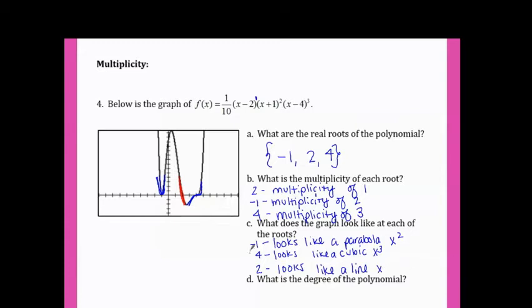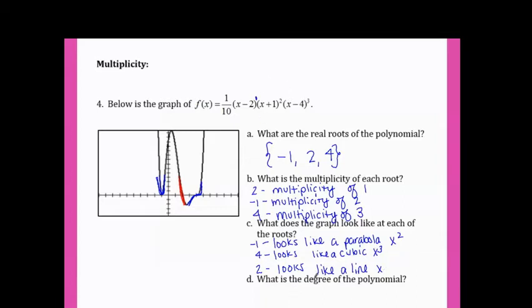And if you notice, -1, its factor had a 2. It looks like an x squared. 4 had an exponent of 3. It looks like an x cubed. 2 had an exponent of 1, and technically x is an exponent of 1.